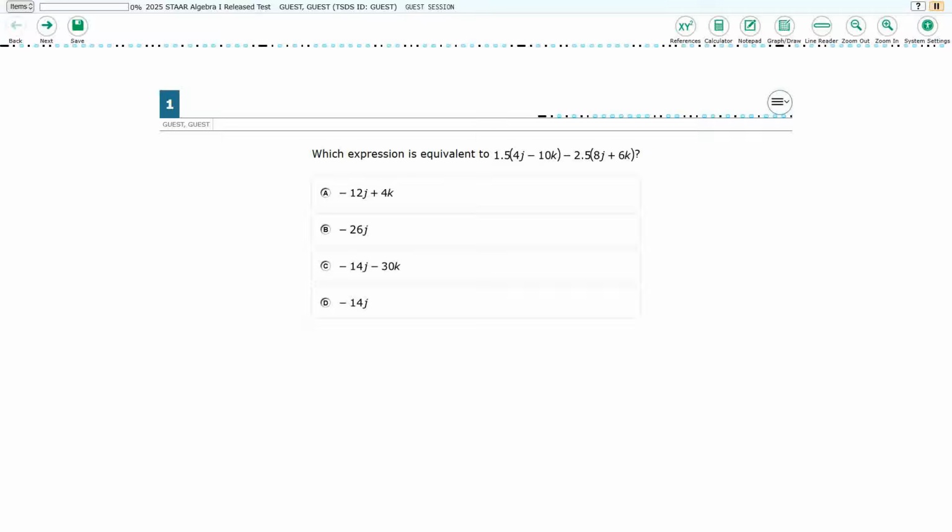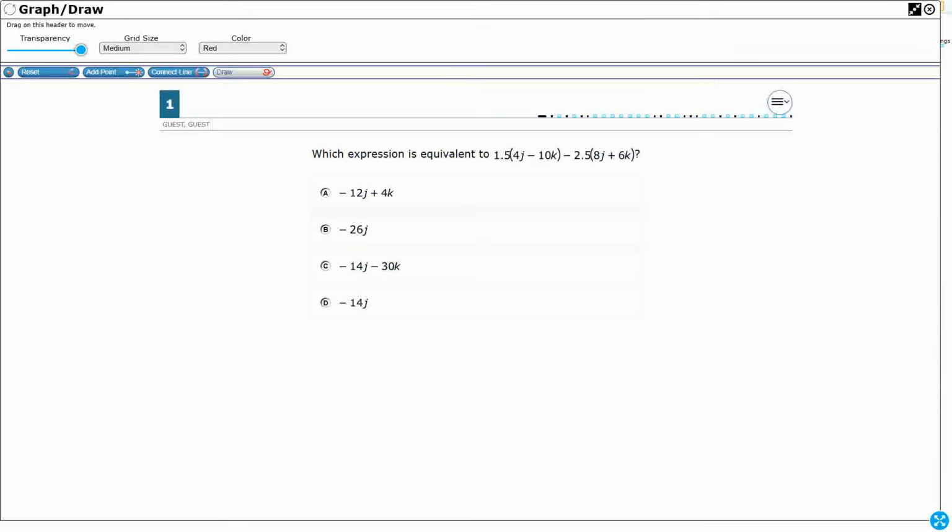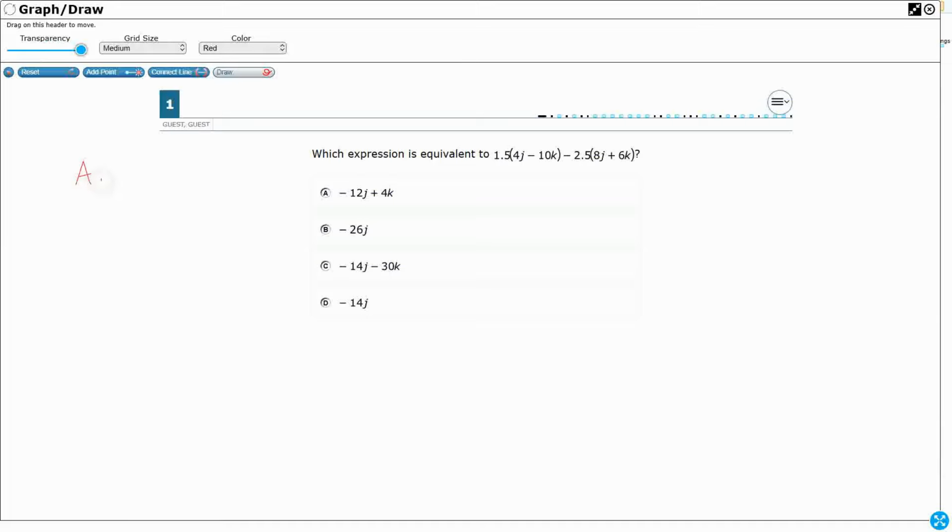For number one, we are rewriting polynomials. This is A.10d, and we have an expression that we simply need to rewrite. We're going to use the distributive property twice. We're going to take this 1.5, multiply it by the 4j and the negative 10k, and then we're going to do the same thing with that 2.5, multiply it by both terms. We do need to keep in mind that we've got that negative there.